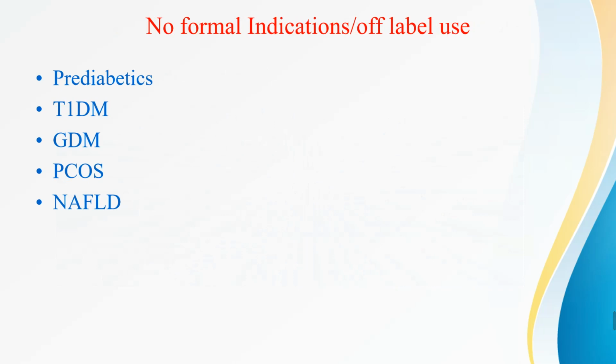There are some off-label uses of metformin, but there is no formal indication for pre-diabetes, type 1 diabetes, gestational diabetes, polycystic ovarian syndrome, or non-alcoholic fatty liver disease. Some physicians or general practitioners do use metformin in these conditions, but there is no formal indication, and they are being used off-label.